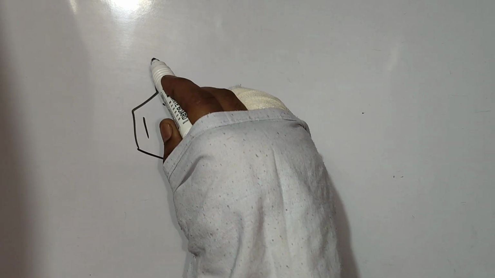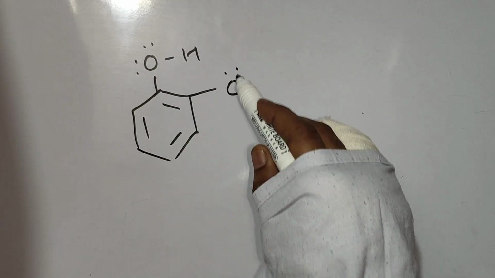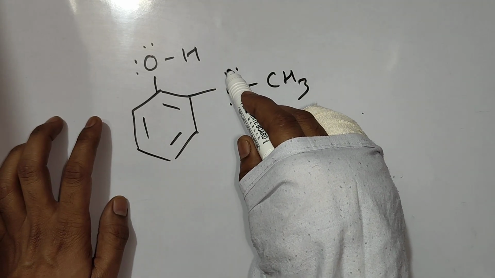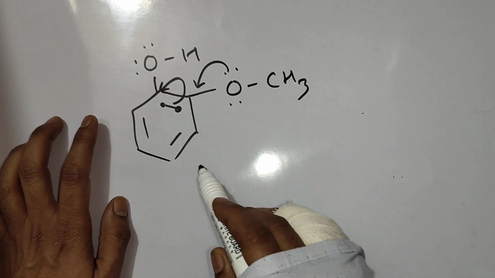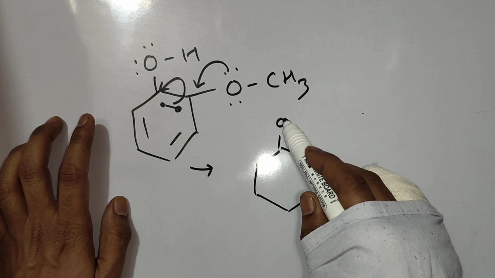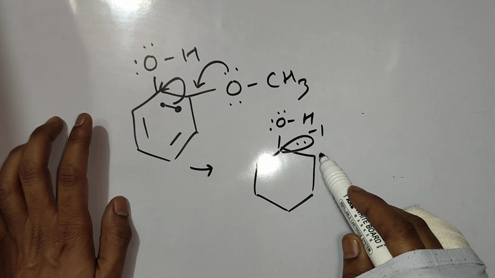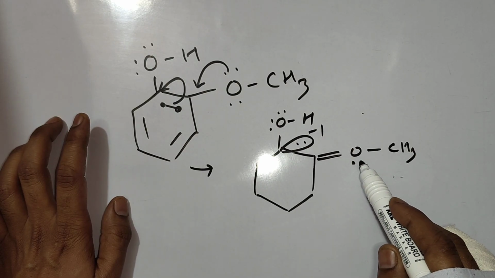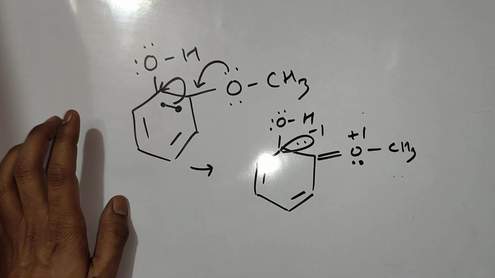But when OCH3 shows a resonance, how? Same. Lone pair is there, deliver them. These pi electrons will go toward this carbon like this. Lone pair will come here, double bond will come here. A single lone pair will be left and oxygen will get a +1 charge. This will be the initial movement.